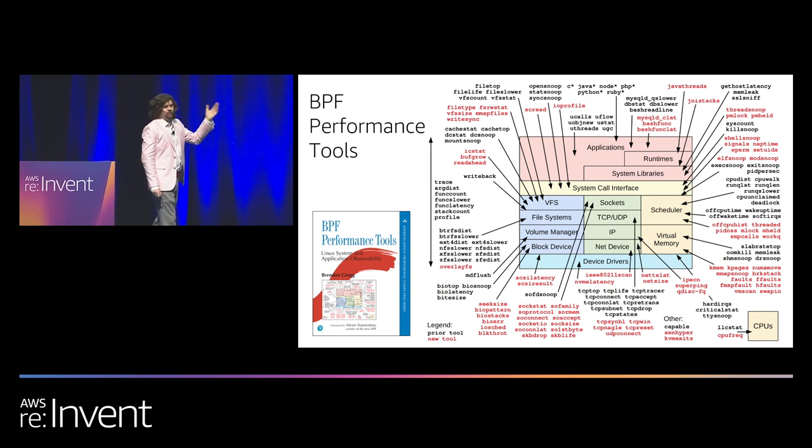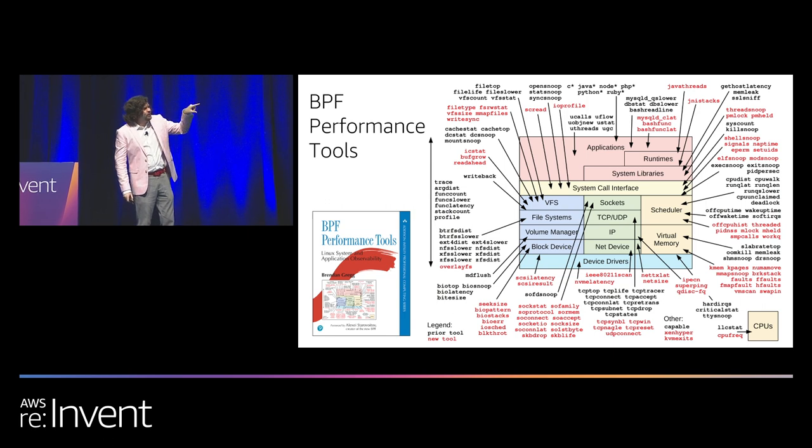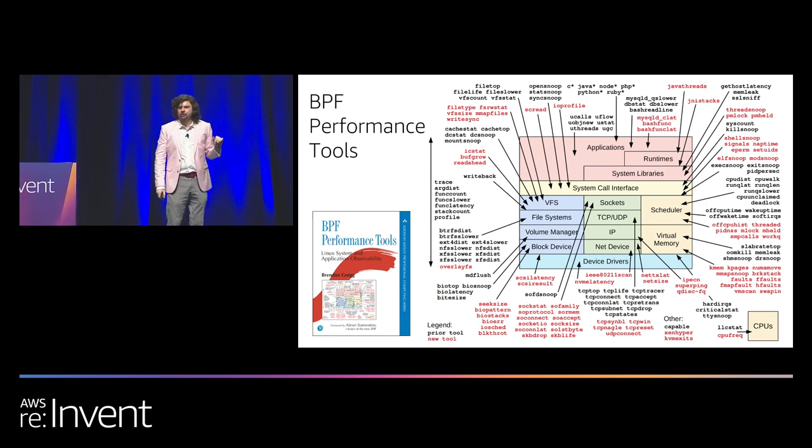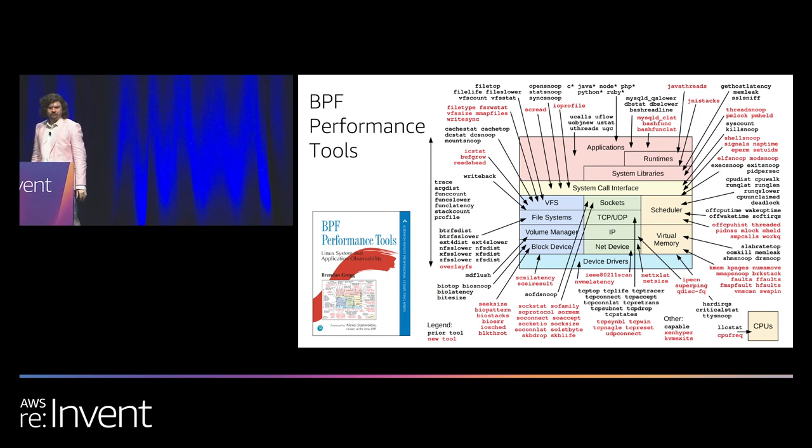This diagram I have printed out on my wall because I can't remember all of these tools, even though I wrote many of them. I can look at an area. If I'm having a block device issue, I can use this as a reminder and a checklist. Have I tried biotop and biosnoop and biolatency? And then work through those tools.